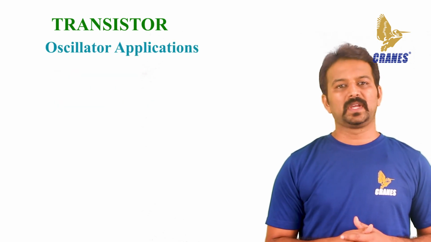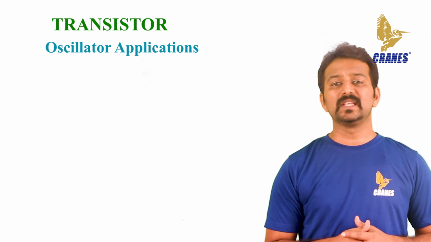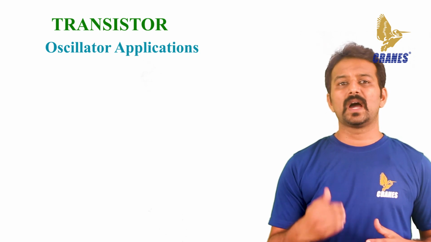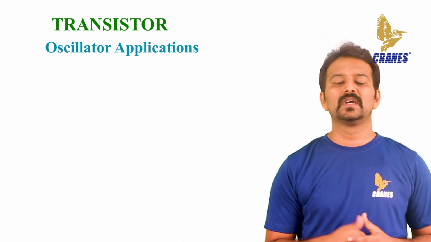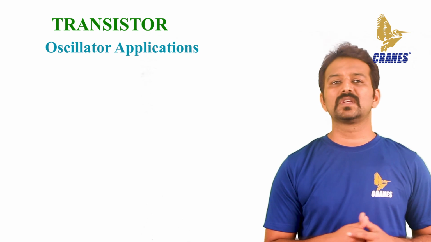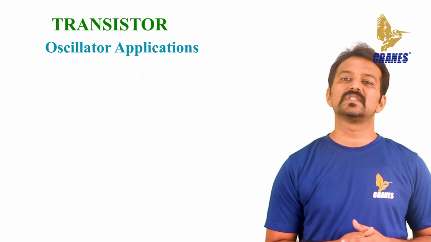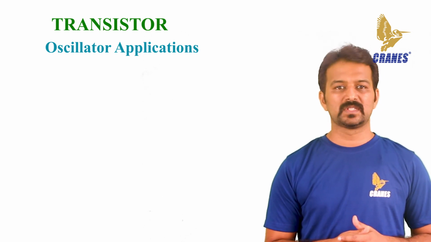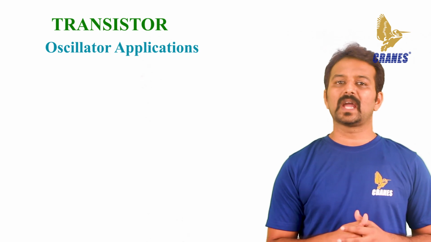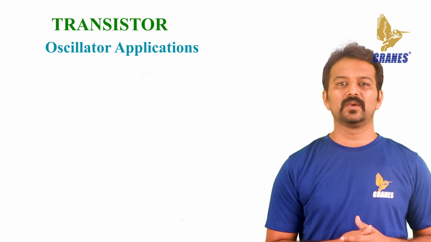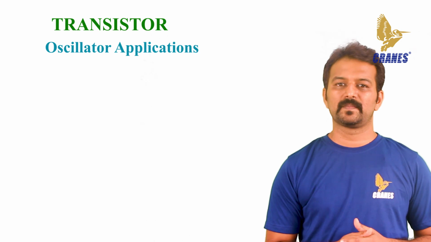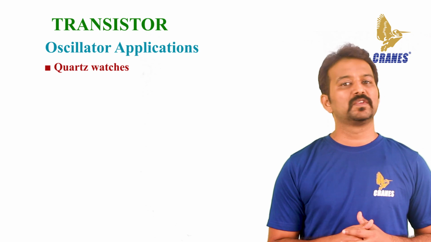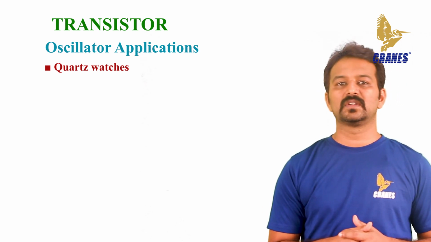Let's look at the oscillator applications. Oscillators are a cheap and easy way to generate specific frequency of a signal. For example, an RC oscillator is used to generate a low frequency signal, an LC oscillator is used to generate a high frequency signal, and an op-amp based oscillator is used to generate a stable frequency. The frequency of oscillation can be varied by varying the component value with the potentiometer arrangements. Some common applications of oscillators include quartz watches, which use a quartz crystal oscillator.